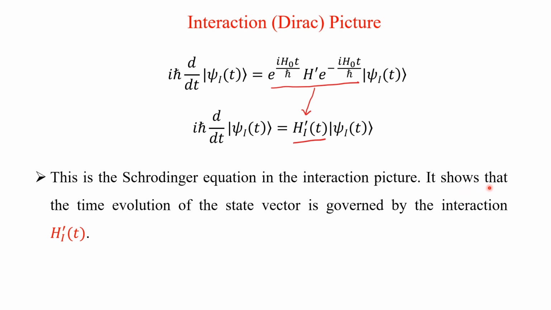It shows that the time evolution of the state vector is governed by the interaction, that is, the interaction term, this Hamiltonian H_I prime of t, which depends on t. This picture is very useful to solve problems in perturbation theory, and it is mainly used in perturbation theory.